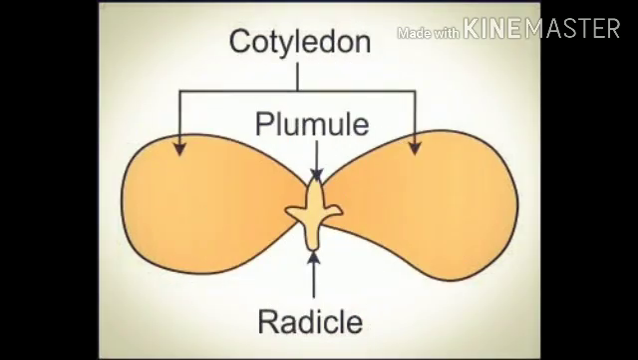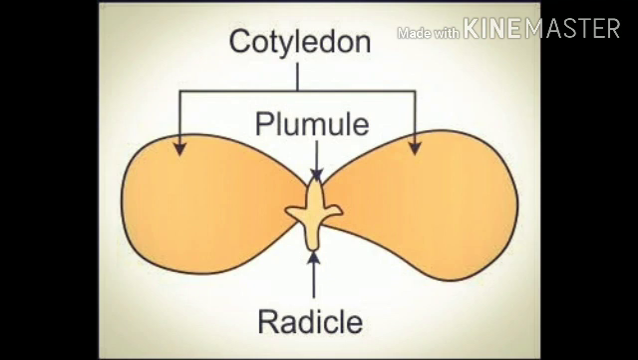When the seed germinates, 2 small branches arise from its opening. The branch that grows towards the soil is known as radicle, and it is the future root of the plant. So always remember, the root grows from the radicle part of the seed.